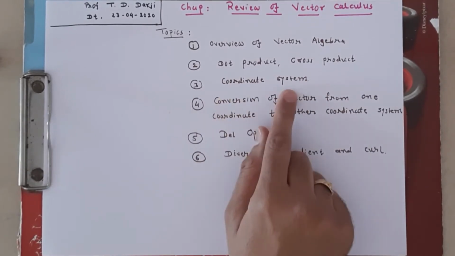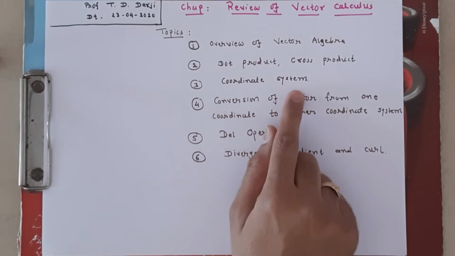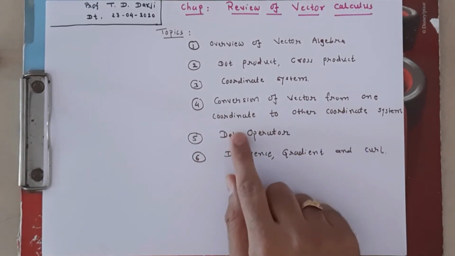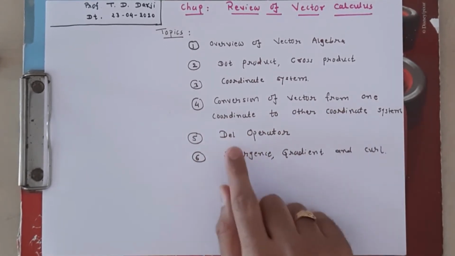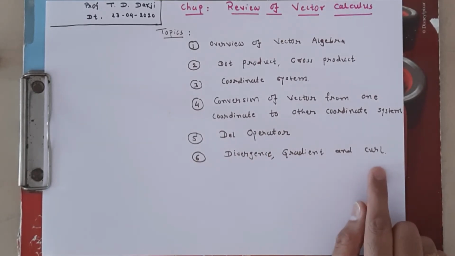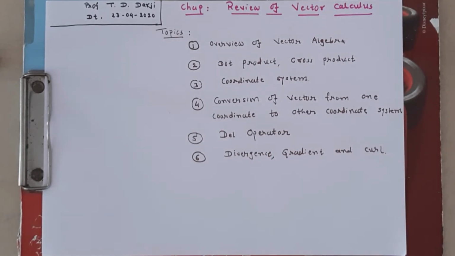Third topic is coordinate system. There are three coordinate systems: Cartesian, cylindrical and spherical. Fourth is the conversion of a vector from one coordinate system to another. Fifth one is the del operator, and then we will discuss the divergence, gradient and curl operations on vector and scalar quantity. So let us start with the first topic, overview of vector algebra.